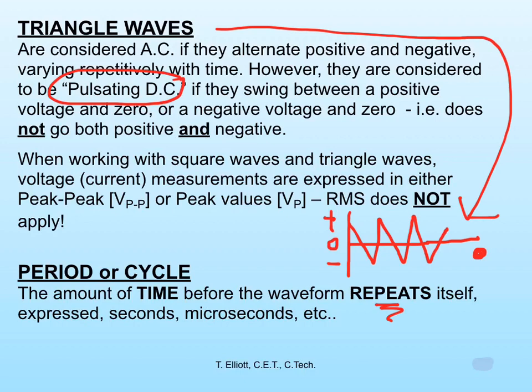The other thing is the period or cycle, which we're going to look at a little bit later. It's the amount of time it requires before the waveform repeats. Okay, and that's expressed in seconds, milliseconds, microseconds, and so forth. And that concept is exactly the same regardless of the waveform type.